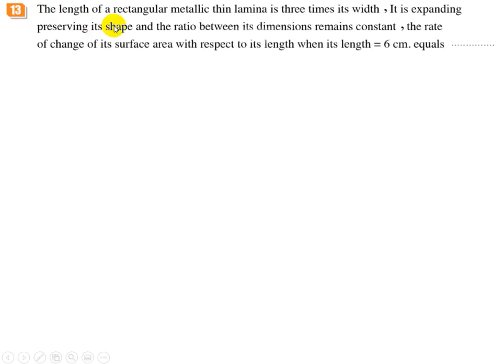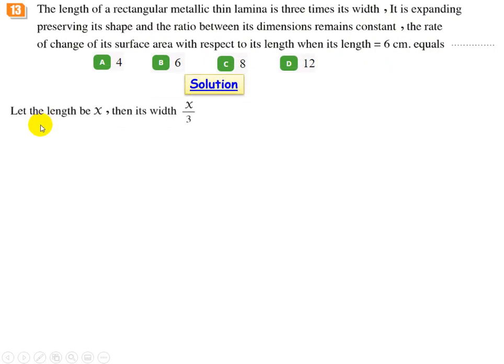Question number 13. The length of a rectangular metallic thin lamina is 3 times its width. It is expanding, preserving its shape, and the ratio between its dimensions remains constant. The rate of change of its surface area with respect to its length when its length equals 6 centimeters equals. Here, if we suppose that the length of the rectangular lamina is x, its width will be x over 3, because the ratio between them is 3 to 1. So its area, length times width, will be x times x over 3, which is 1 over 3 x squared.